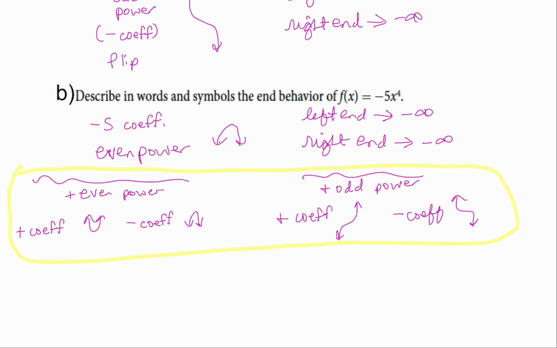If you have an odd power, it looks like a cubic. If there's a positive coefficient, right end's up, left end's down. If there's a negative coefficient, left end's up, right end's down.